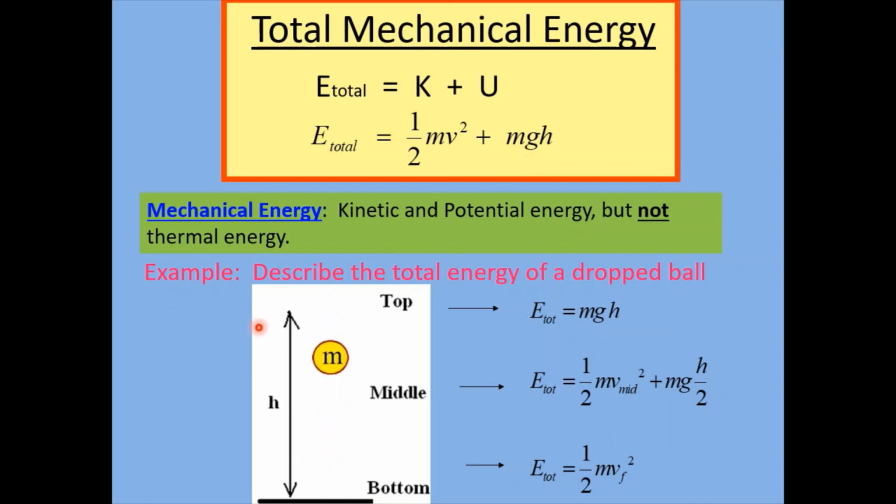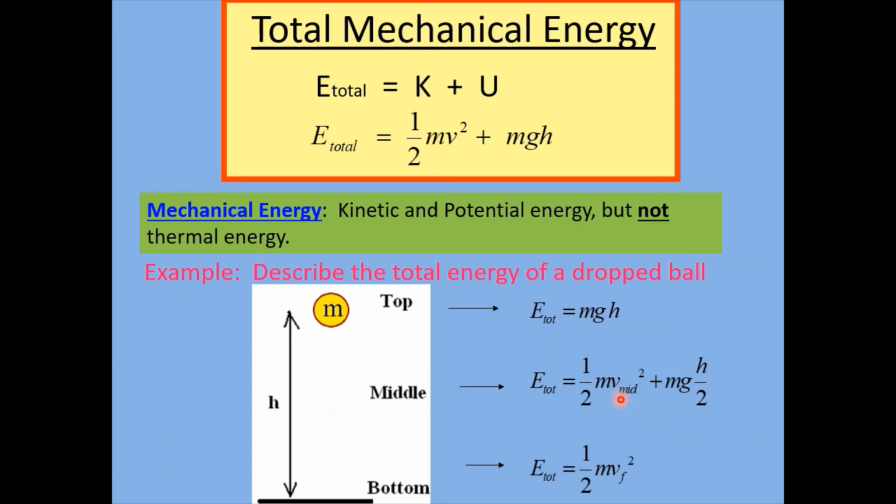So in our last little example here, describe the total energy of a dropped ball. Here we see our ball falling from rest up there down to the bottom. At the top, the ball only has potential energy, mgh. It doesn't have any kinetic energy until it starts to fall. When it's down in the middle, in this position here, it has both kinetic energy, 1/2 mv squared, and potential energy, mg times h over 2, because remember, h is the total height of the ball at the top. So in the middle, its height is half of h.